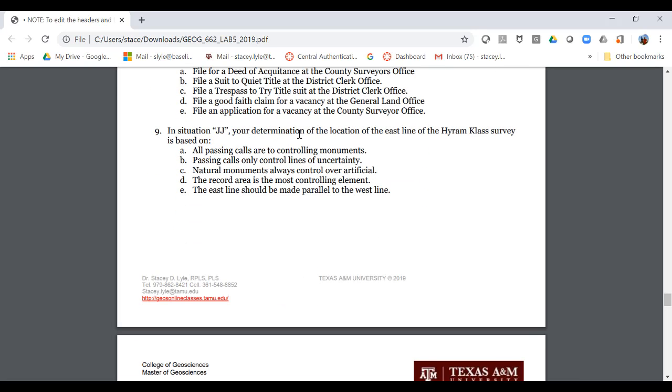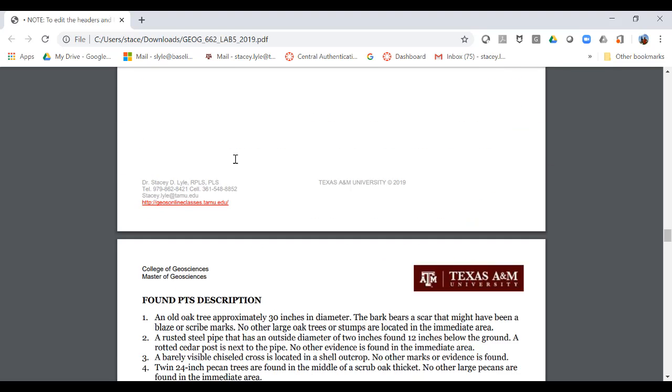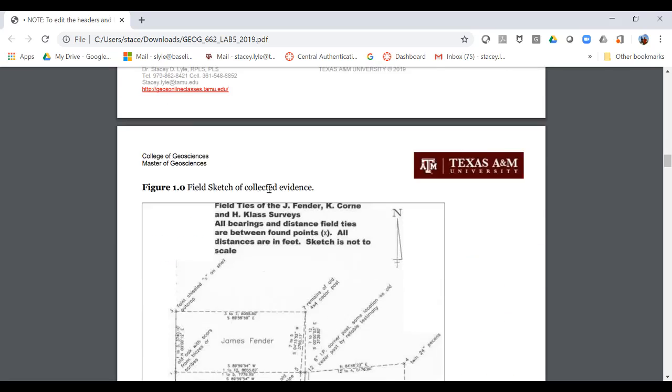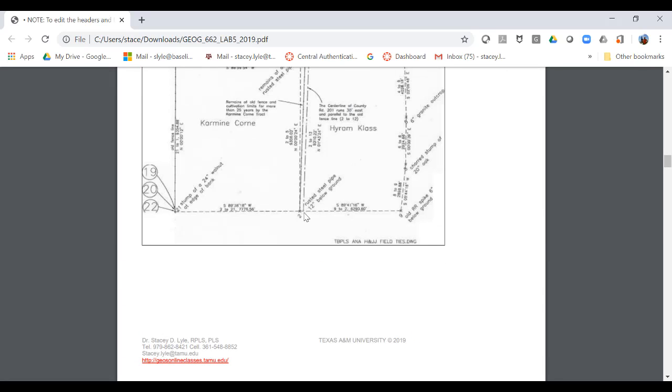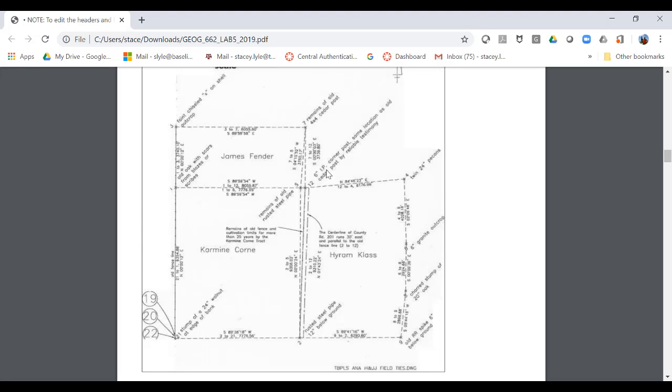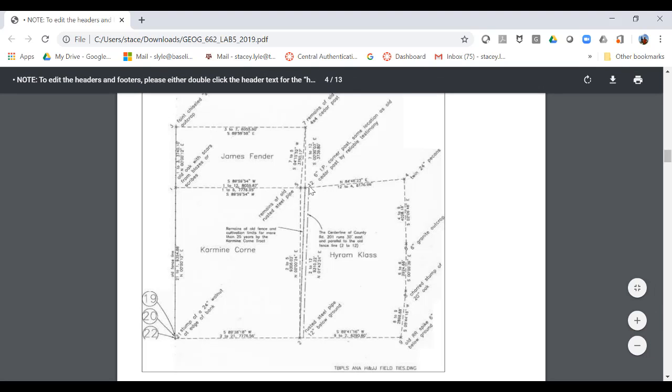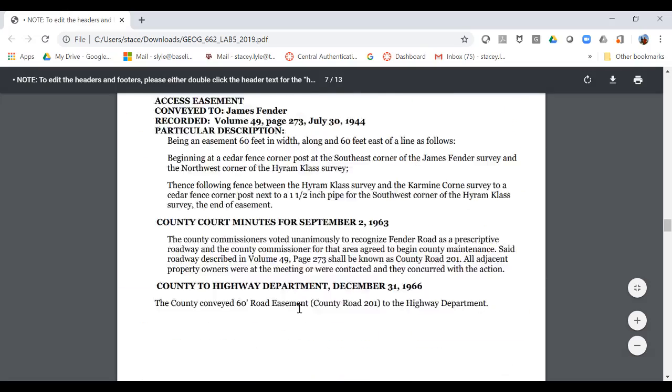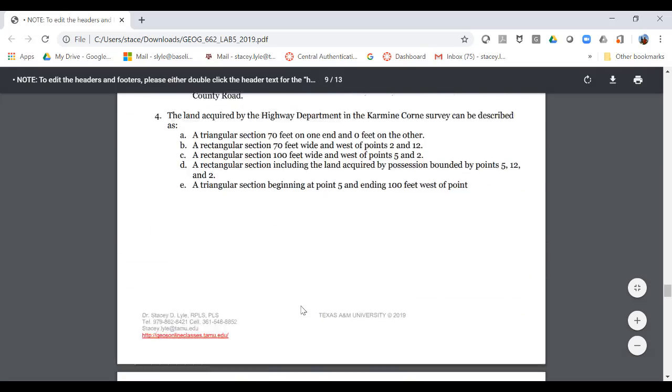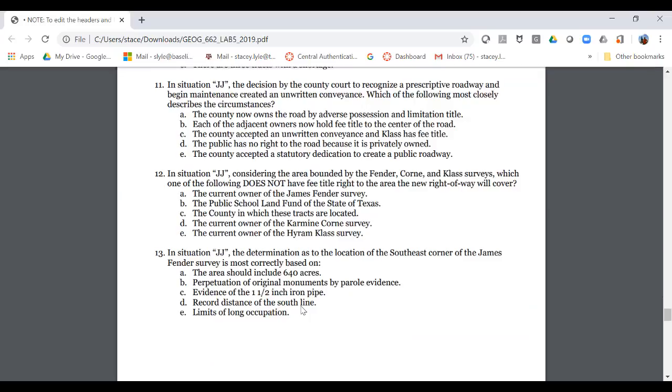In situation JJ, you determine the location of the east side of the class survey, so this is the east side of the class survey, and that's going up this road here, all right, where we have this rusted steel pipe that we think is the corner going up to 12, which is the post that was set to replace the one for fender, which we were calling as a common corner. All right, so where do we think that line sits? All right, let's go back here.